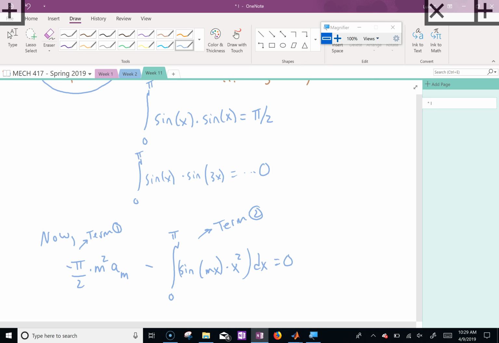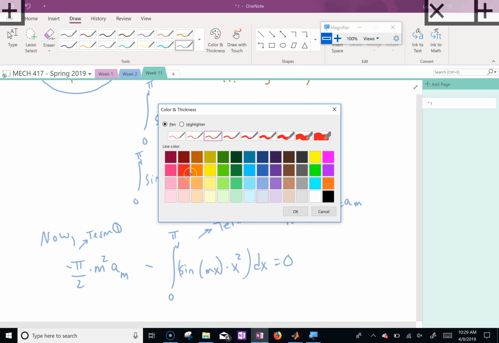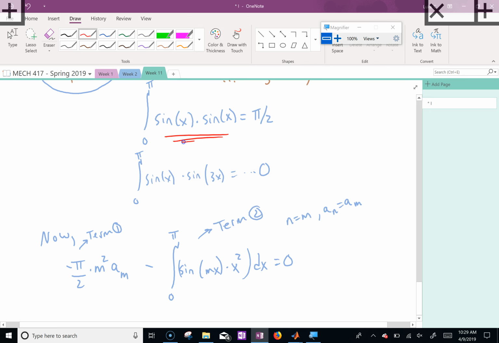And what we did here is we assume that n is equal to m and an is equal to am. And it doesn't matter, because if we take the above value up here, if I look at the underlined red here that I'm going to show you, it doesn't matter if it's x and x or 2x and 2x. When you integrate that, you always get pi over 2. So m is equal to n.